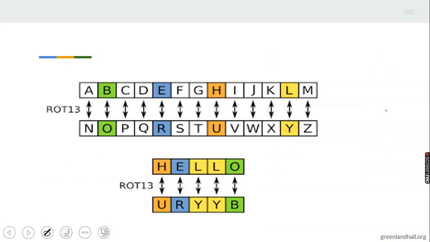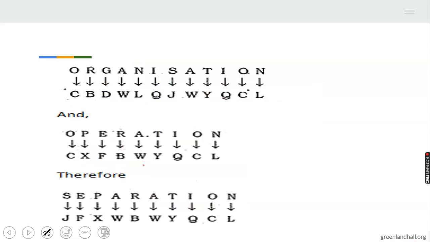We were also told that it could be letter for letter. A might represent N, B, O, C, P, D, Q, and so on. It could also be a word to represent some letters, like you can see organization, operation. So when they give you your own, like this separation, you look for the letters in this one or in this one.